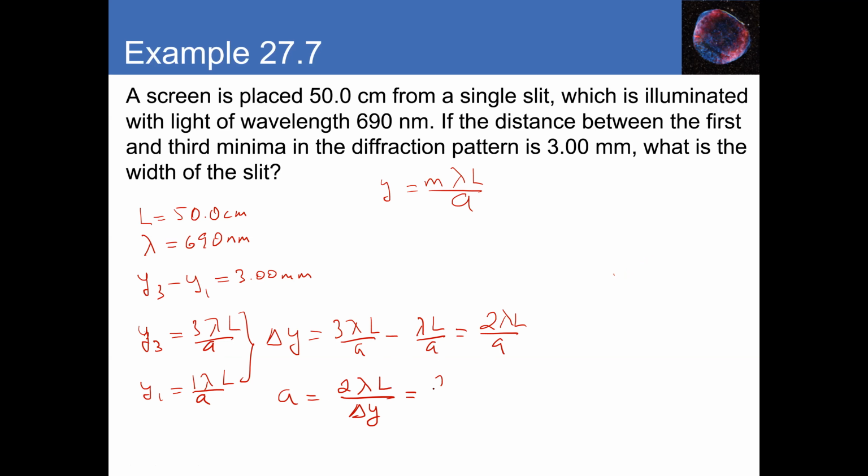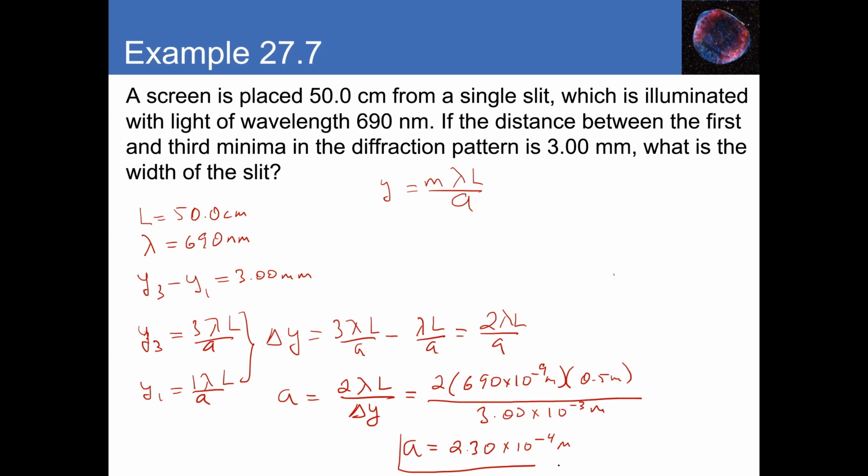And this will be 2 times 690 times 10 to the negative 9 meters. Then L here is 0.5 meters. Then this is divided by 3 times 10 to the negative 3 meters, which is the distance between the third and the first one. All right, so we calculate a equals 2.3 times 10 to the negative 4 meters. And that's basically the width of the slit for that single slit example.